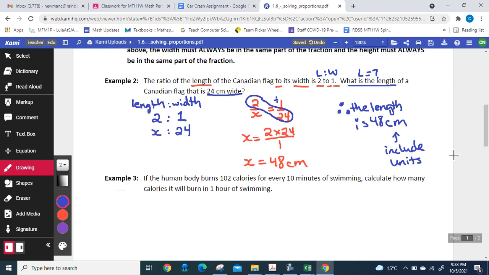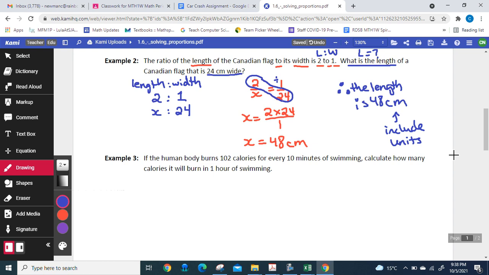If the human body burns 102 calories for every 10 minutes of swimming, calculate how many calories it will burn in 1 hour of swimming. Ooh, alarm bells. I have a time in hours, and I have a time in 10 minutes. So we're going to have to make sure that we're consistent. We can either pick all our numbers to go in hours, or all our numbers go into minutes. Now, since it's only 1 hour and I know 1 hour is equal to 60 minutes, let's just go with that. It's easy.